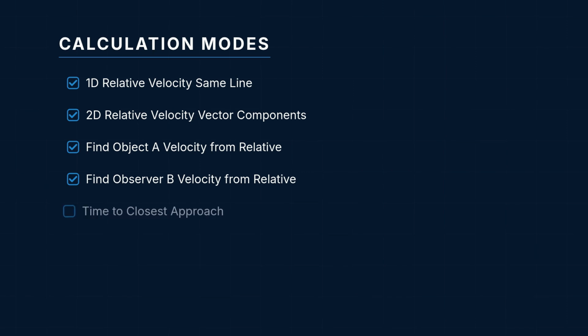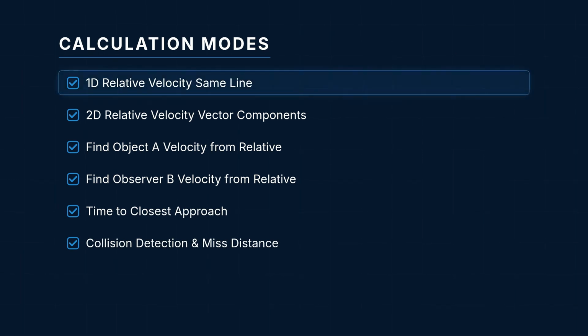find object A velocity from relative, find observer B velocity from relative, time to closest approach, and collision detection and miss distance. For this demo, I'm using 1D relative velocity.